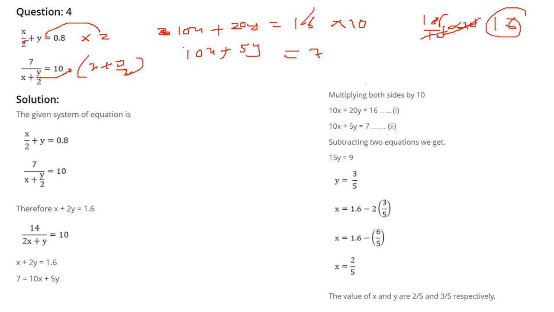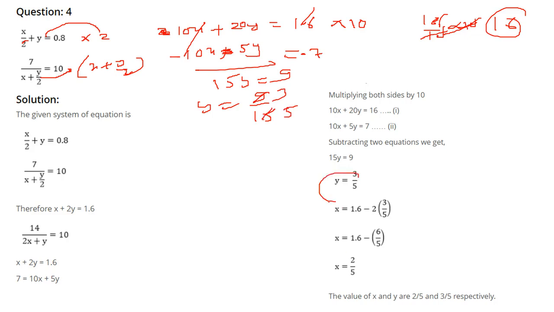Now let us subtract this. When we subtract, we have to change the sign. This gets cancelled. 20 minus 5 is 15y, and 16 minus 7 is 9. So y will be equal to 9 by 15, 3 3s are 9, 3 5s are 15. So you get y equal to 3 by 5. Put it in any of the equations, you get x equal to 2 by 5.